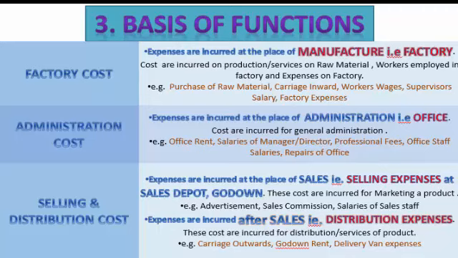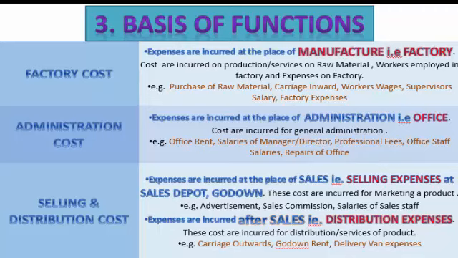Expenses incurred at the place of sales, that is selling expenses, at the sales depot and godown. These costs are incurred for marketing a product. An example is advertisement. Will it be factory or administration? The answer is no. Advertisement is a sales cost. Sales commission, salary of sales staff, these are all selling expenses.